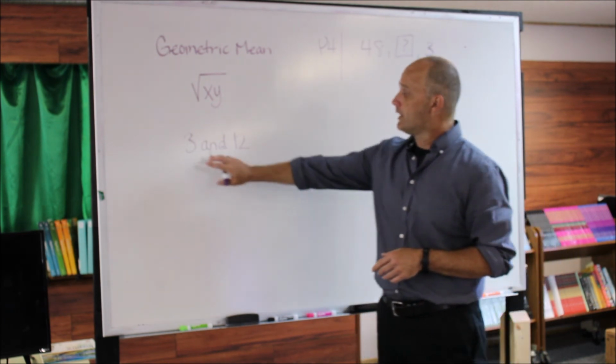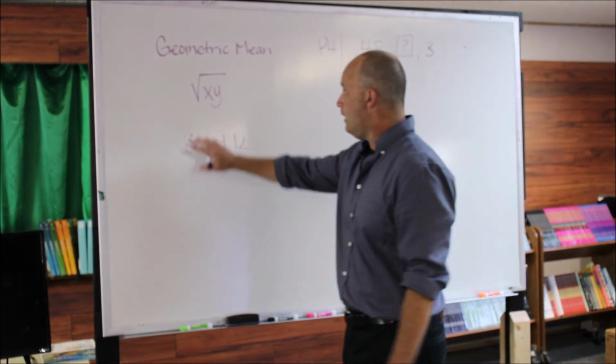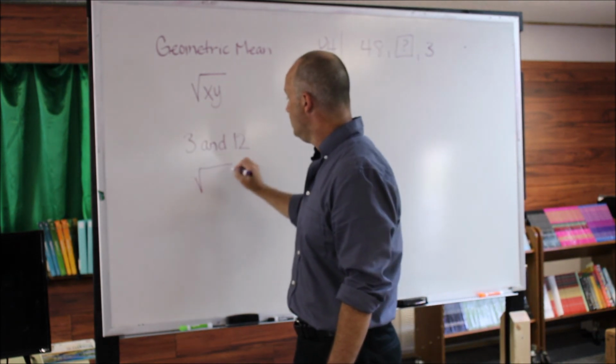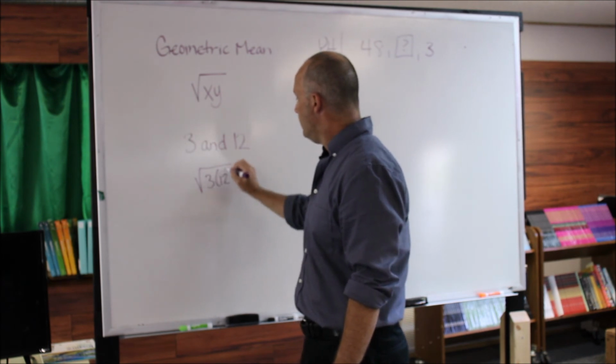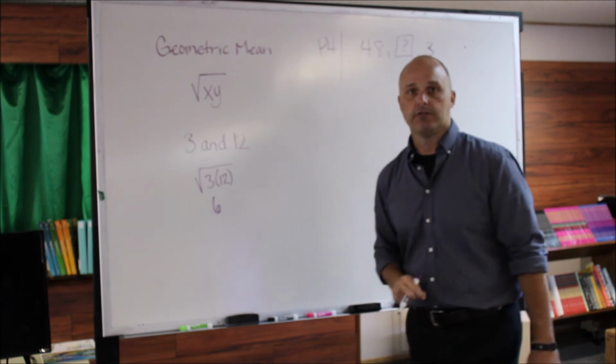Okay? So if we're given 3 and 12, and we're asked to find the geometric mean of that, all we're going to do is just plug those numbers into a square root. So 3 times 12 is the square root of 36, and so you get the answer of 6.